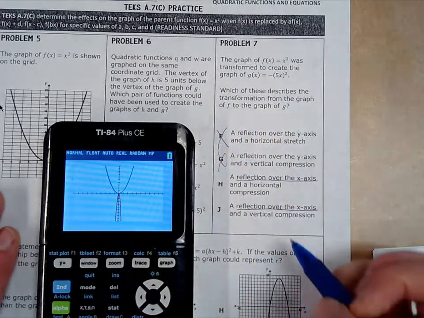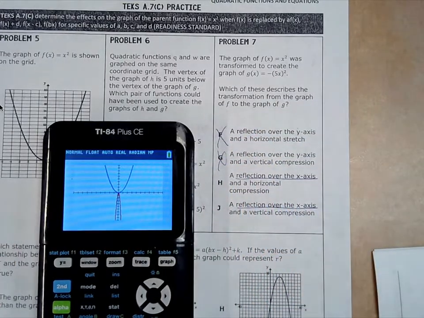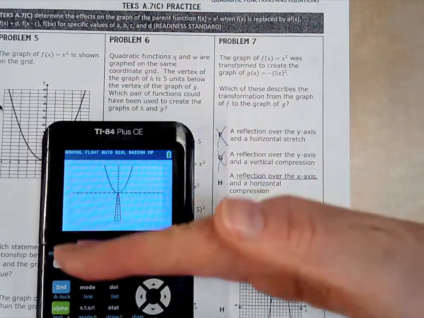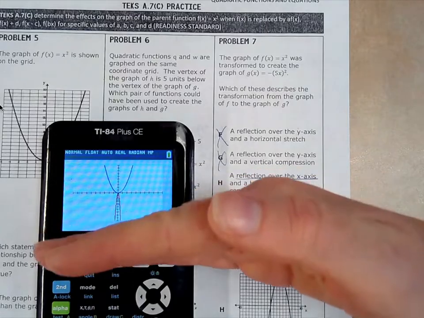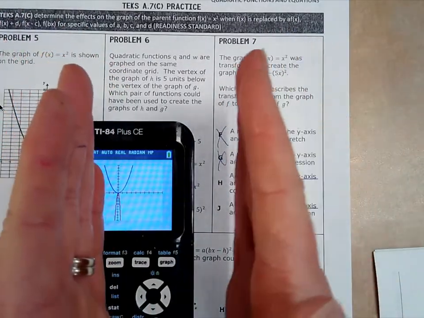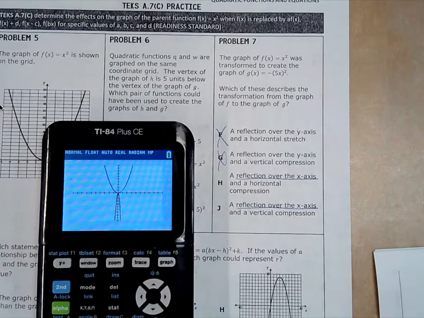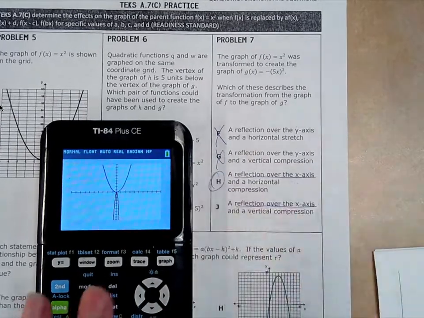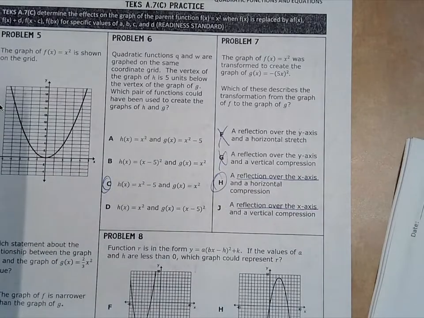And then was it a horizontal compression or a vertical compression? Horizontal. Horizontal, because that means you're pushing it down, right? No, pushing it sideways, sorry. You're compressing it sideways. You're making it skinnier. So what answer is that? H, good. Okay, and then the last one was tricky.